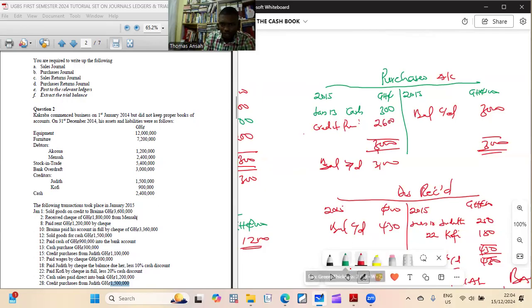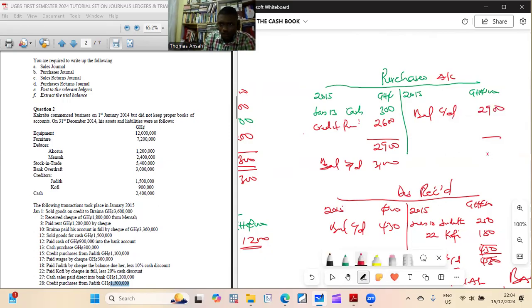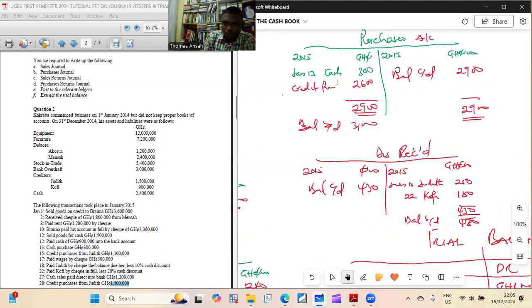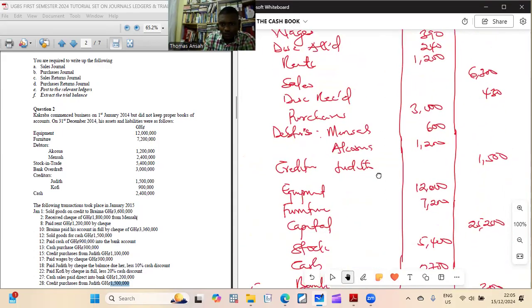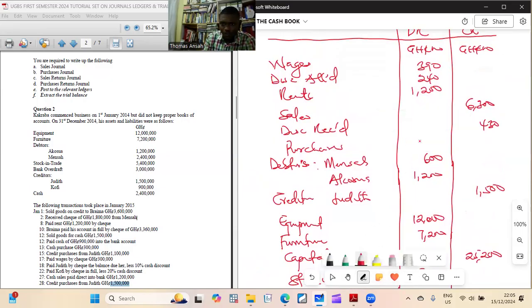2,600, meaning that this side should be 2,900. Interesting. That means it will affect not only this, you have to investigate all further. So this is 2,900. It means the purchases account should have 2,900. Where is that? Where are you? Purchases. So this side has been reduced by 100. So still there is 100 you need to investigate.